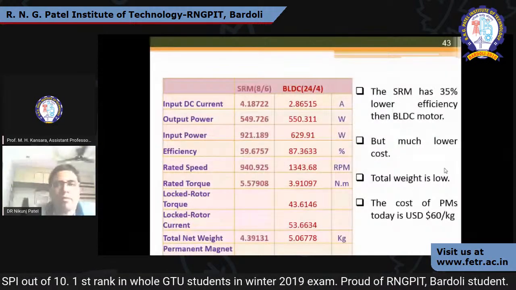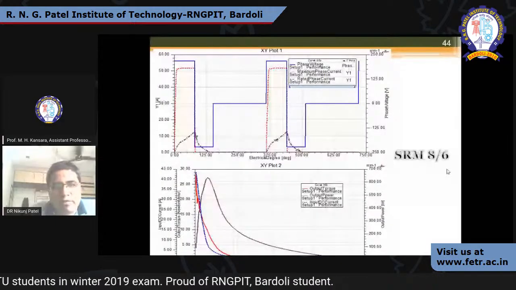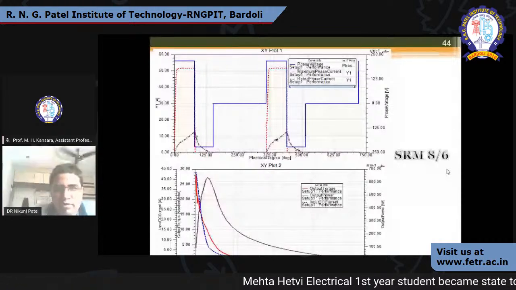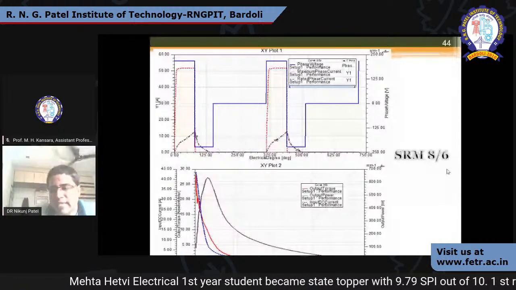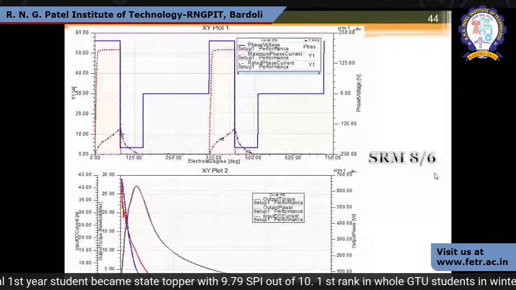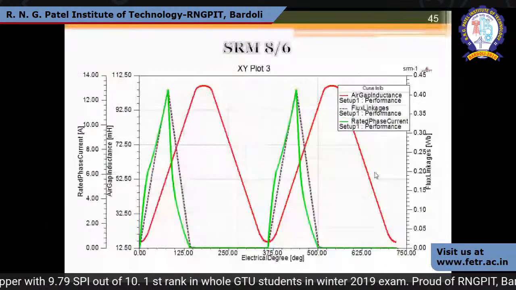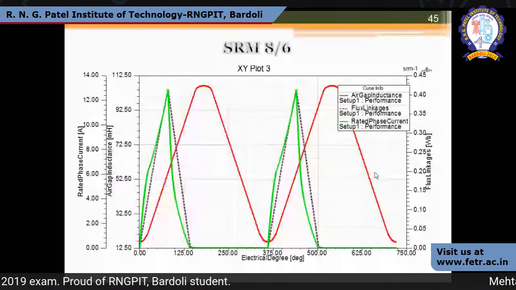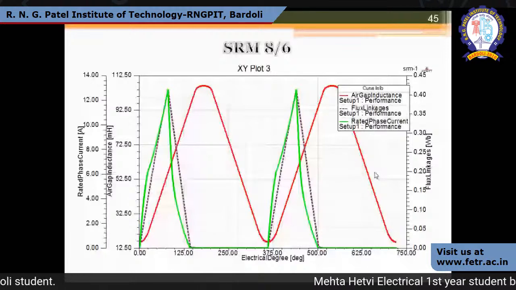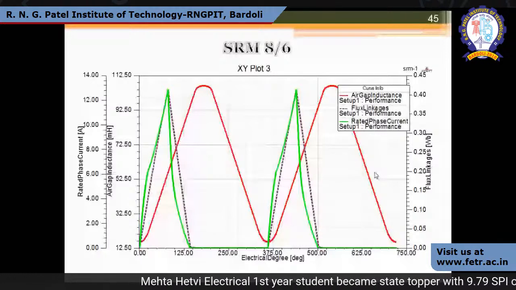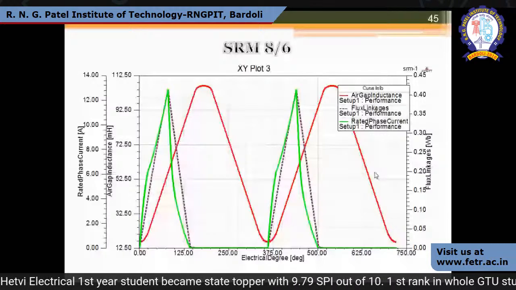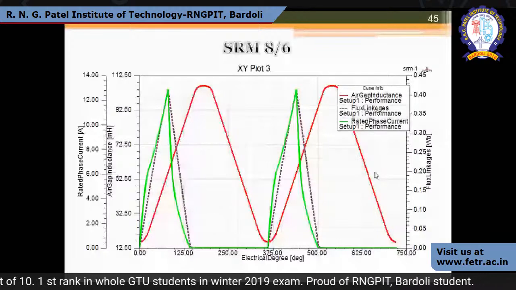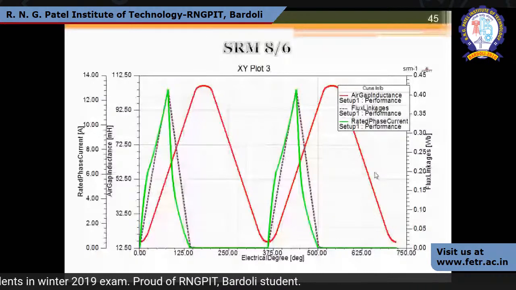Now the software also gives different types of waveforms. And from these waveforms, we can easily identify the performance of that particular machine. Here, the 8x6 SRM's waveforms are given. Here also some waveforms are given. Look here, we can easily identify. We have designed and analyzed.